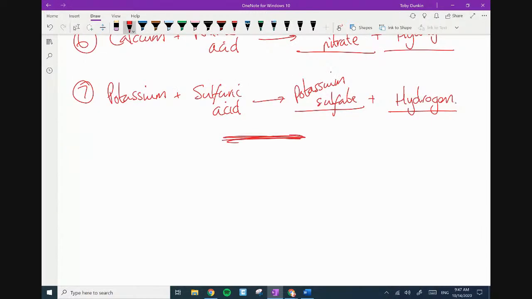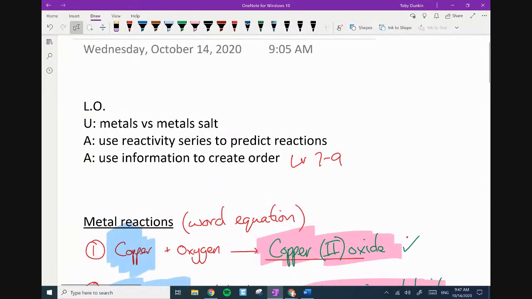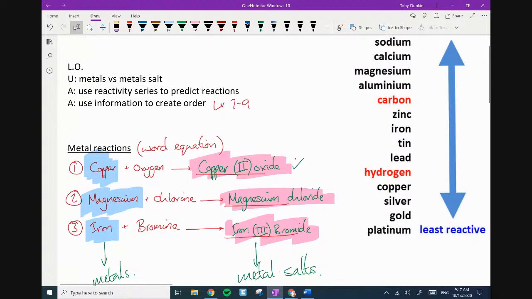Cool. Okay. So now that we know our salts and we can build salts from our acids, we can now look at using the reactivity series to predict reactions. So displacement, this is where true displacement now comes in.